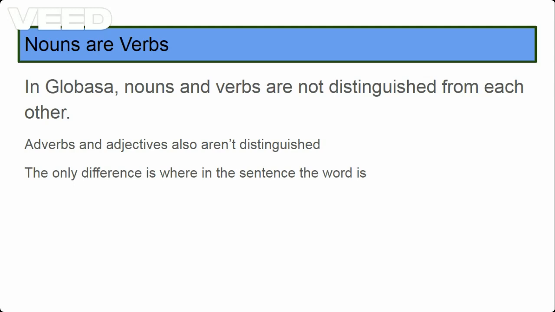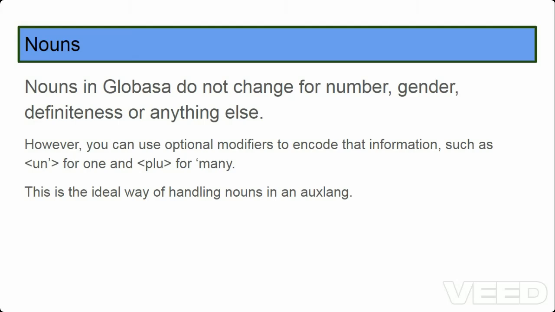nouns and verbs always occupy one part of a sentence, so you can never get them confused despite them being indistinguishable. Nouns in Globasa do not inflect for number, gender, definiteness, or anything else you might expect in a natural language. However, you can use optional modifiers such as un for one to represent an indefinite article and plu for many to encode that information. This, in my opinion, is the ideal way of handling nouns in an auxlang. It's simple and easy to learn, but if you want to add more information, you can add that information.